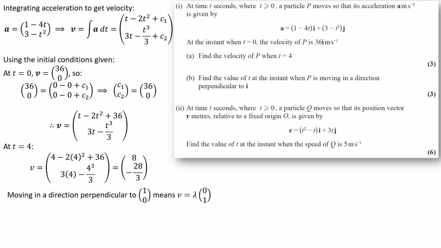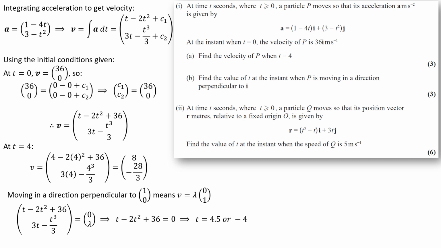So perpendicular to i, the vector i is the vector (1, 0). Perpendicular to that will be the vector j, (0, 1), or any scaled up version of that. So I'm going to put lambda times (0, 1). That way I'm describing all possible vectors that are perpendicular to the vector i. If I set the velocity vector equal to that, it turns out all I care about is the top row, because the bottom number is allowed to be anything at all. The top number, the i component, has to be equal to 0.